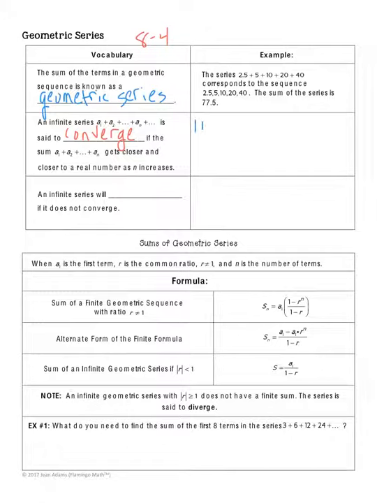1 plus a half plus 1/4 plus 1/8 plus dot, dot, dot. And as you look at this, to go from 1 to 1/2, from 1/2 to 1/4, 1/4 to 1/8, we must have multiplied by 1/2. So our r is equal to a half, and so the series is going to converge.